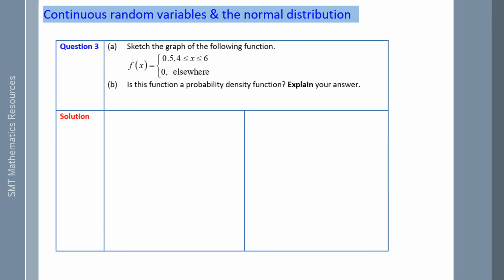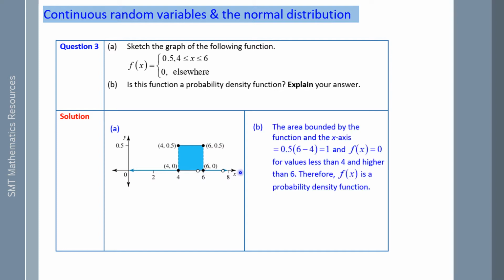Question 3. Sketch the graph of the following function, f(x) equals 0.5 between 4 and 6 and 0 elsewhere. Now 0.5, think of it as y equals 0.5, which is a horizontal line which is always 0.5 high. Now it only exists between 4 and 6, and that's our sketch. Now here you've got 0 for elsewhere.